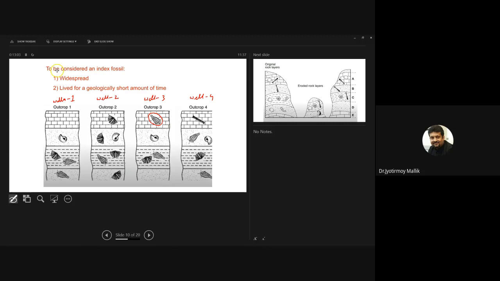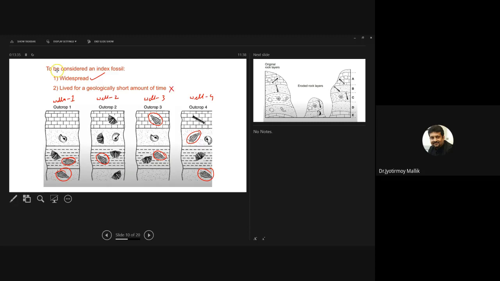We can see it in this bricky horizon. We can also see it in this dashed line horizon. We can see it here in this dotted horizon, this dotted horizon, this horizon here and here. So it is certainly widespread, but does it live within a short geological time? Perhaps not. So this is not a good index fossil.